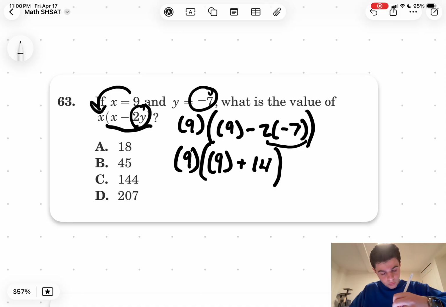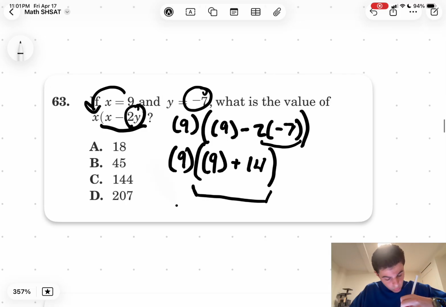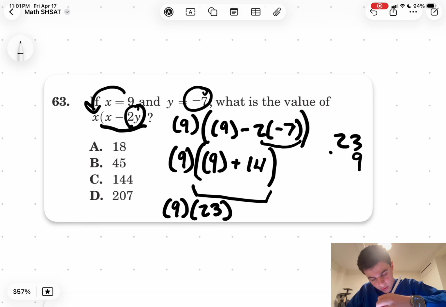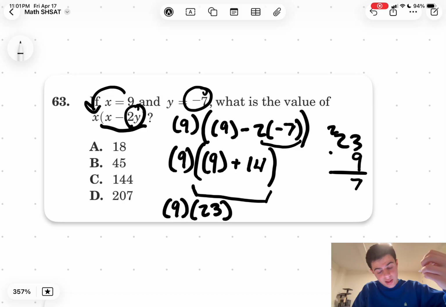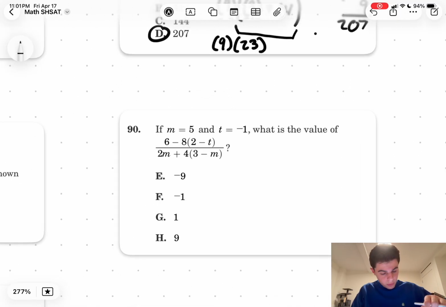And now we have to do this stuff inside of the parentheses. So 9 plus 14, that's going to be 23. So we're going to do 9 times 23. And now we can just multiply these two. So 23 times 9, right? 9 times 3 is 27, 9 times 2 is 18, plus 2 is going to be 20. So we get 207, which is answer choice D. Okay, let's move on to our next problem.